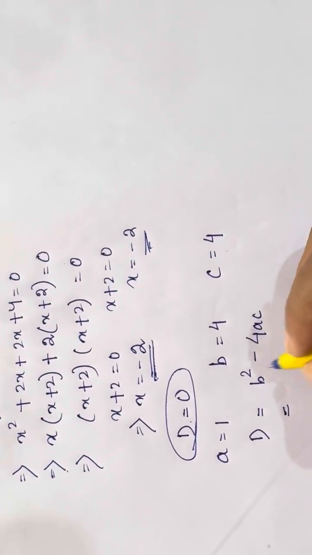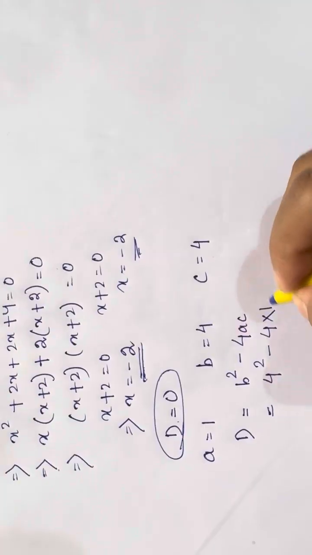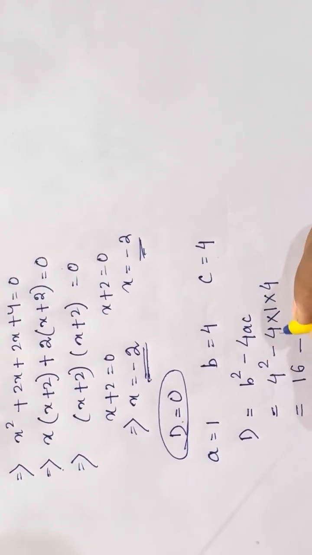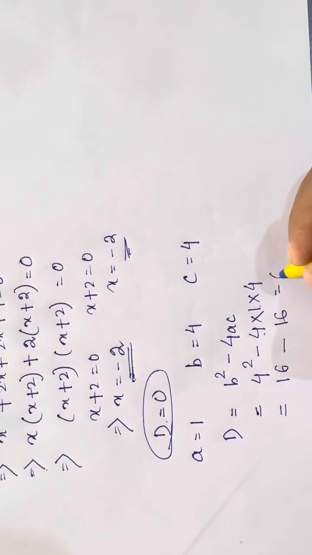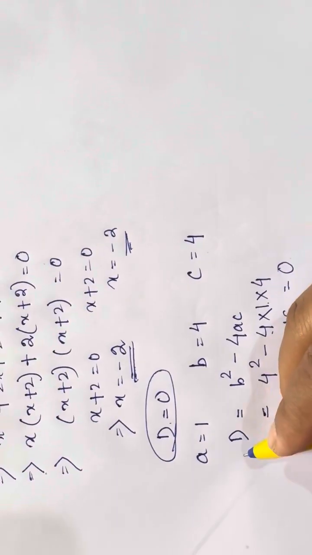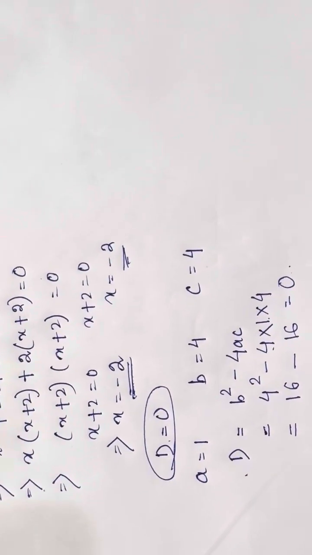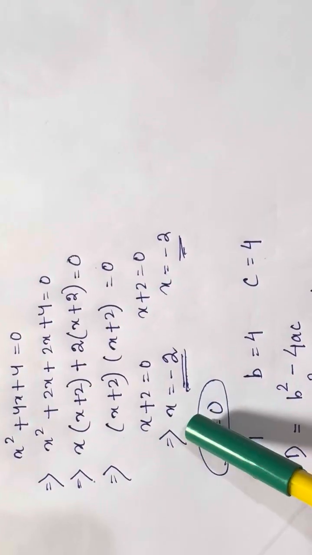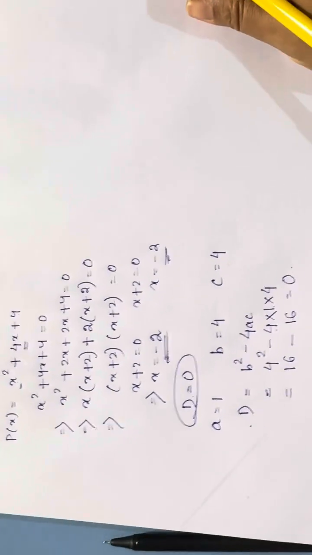Okay, so B square means 4 square minus 4 into 1 into 4. 4 square is 16. 4 into 1 is 4, 4 into 4 is 16. 16 minus 16 is equal to 0. So the discriminant being equal to 0 is saying that there will be only one real zero which will be getting repeated. And in the first part we have calculated the zero and we have seen that x is equal to minus 2, which is getting repeated. Now let's go for the third case.